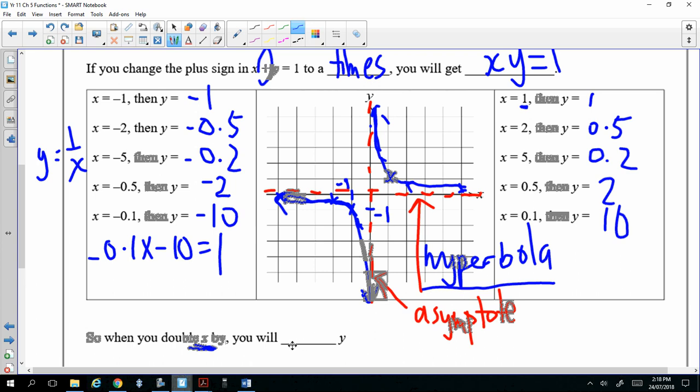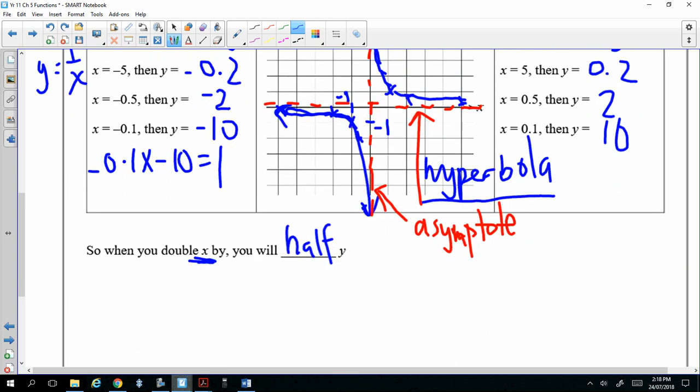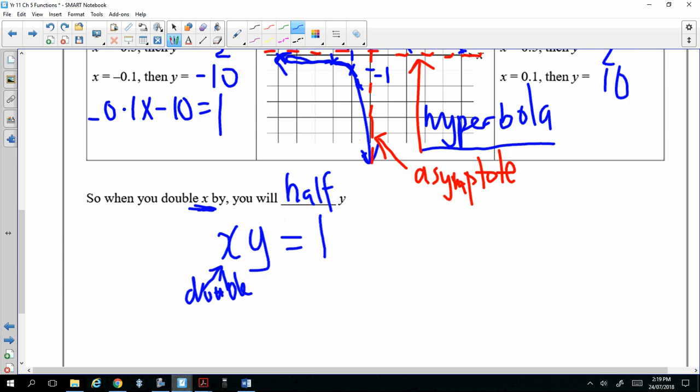Then it will divide by 2, you will halve y. Very good. So when you see this connection, when x times y is equal to a constant, if you double the x, you will halve the y. Double x, you will halve y.